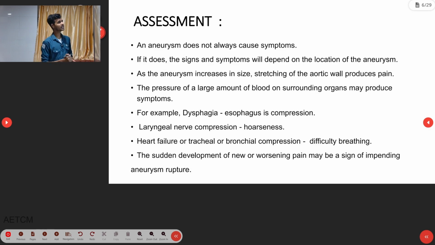So assessment wise, an aneurysm usually doesn't produce any symptoms until it develops into a large mass. So in the initial stage it won't show any symptoms.